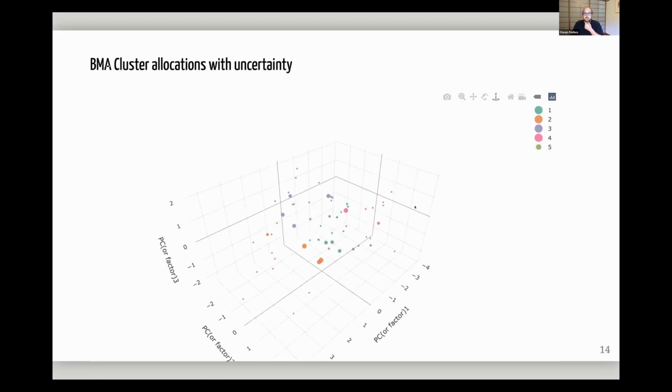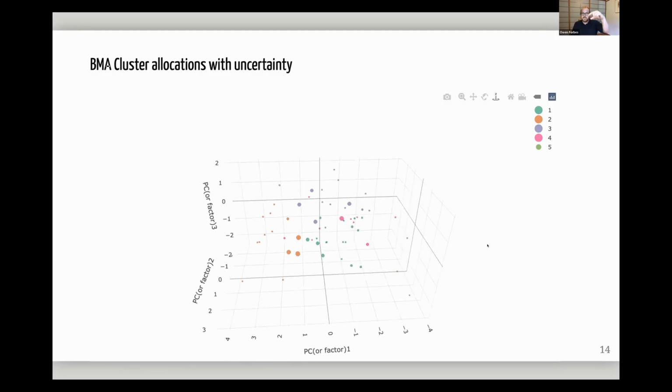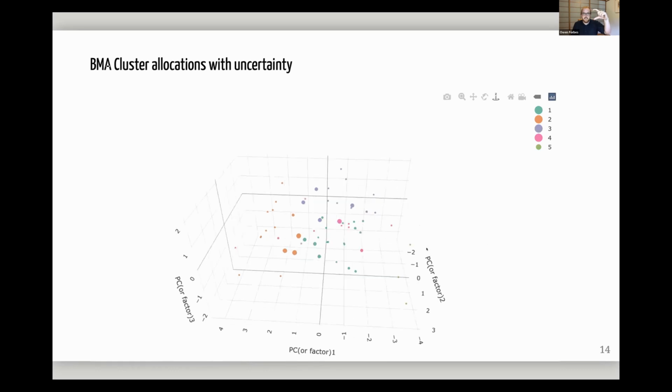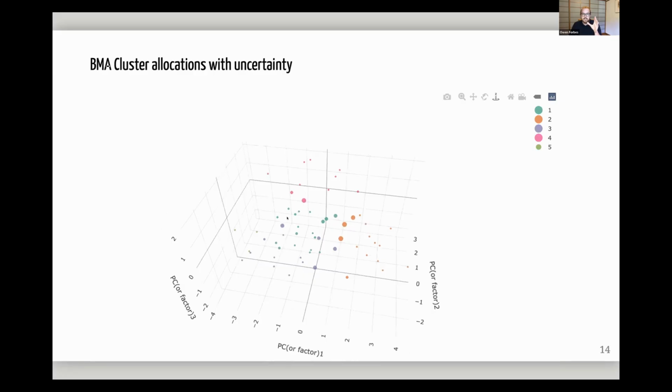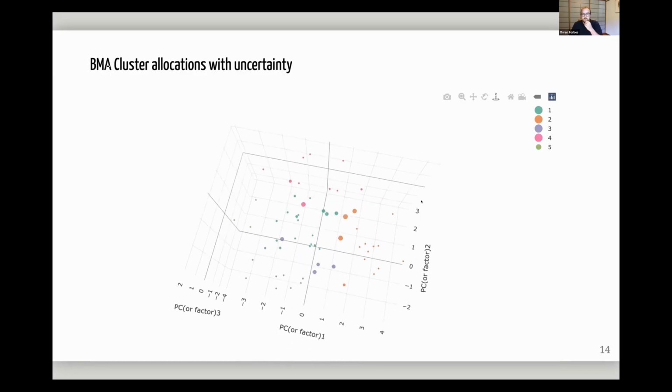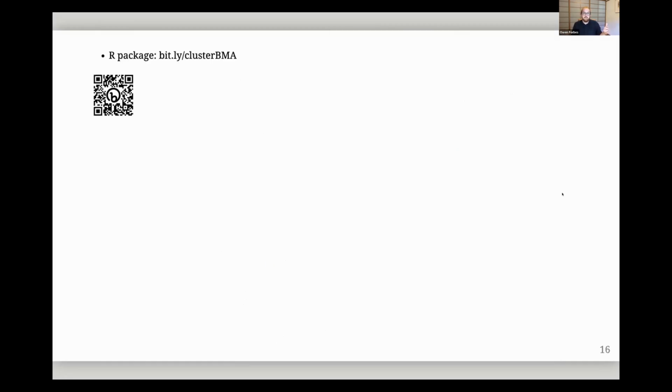And here's what it looks like for the example that I introduced earlier. Here the points are scaled according to their uncertainty of allocation. What's cool is you can see, as expected, you've got higher uncertainty at the boundary regions between the well-defined clusters. And then you can take that uncertainty forward for cluster-based inferences. I'm out of time, but briefly, it might seem like yet another method for combining clustering solutions, but it's got a bunch of cool features which other methods don't. It's intuitive and flexible, and we've written an R package that you can use to try it out for yourself.